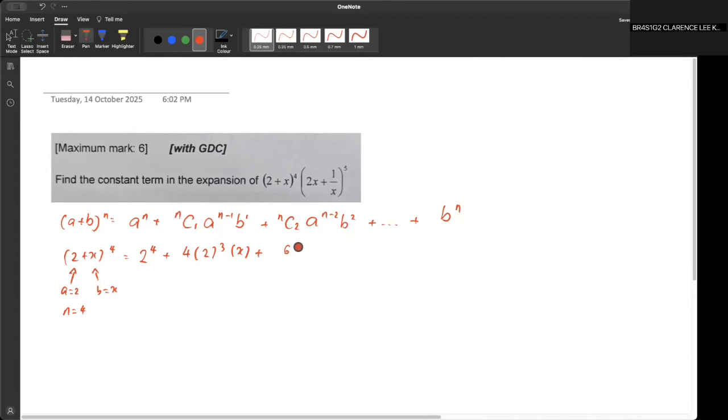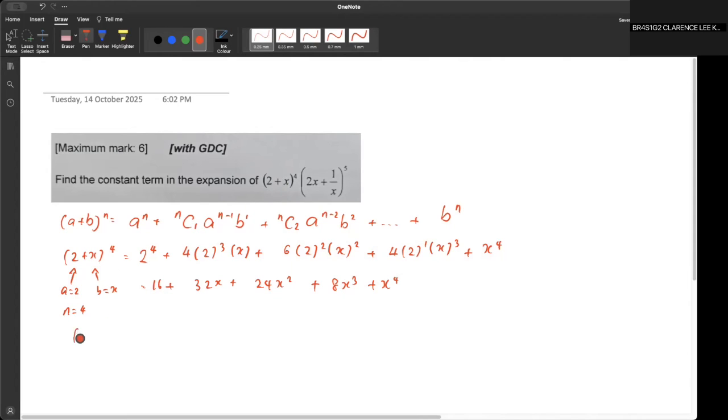4C2 is 6, 2 to the power of 2, b is x squared. Then after that, 4C3, which is 4, 2 to the power of 1, x to the power of 3, and finally, this term, x to the power of 4. Okay, so we simplified it. So we get 16, 32x, 24x squared, 4 times 2, 8x cubed, and x to the power of 4. So we managed to expand the first bracket.